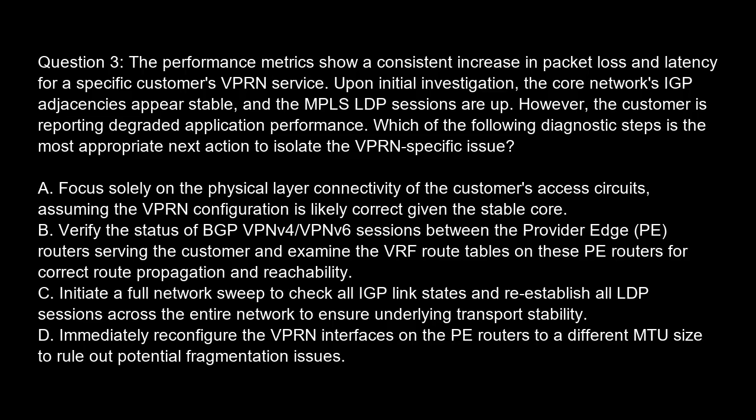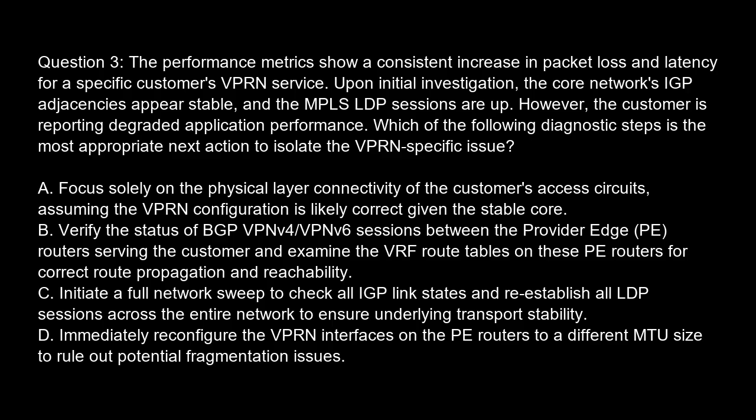Question 3. The performance metrics show a consistent increase in packet loss and latency for a specific customer's VPRN service. Upon initial investigation, the core network's IGP adjacencies appear stable, and the MPLS LDP sessions are up. However, the customer is reporting degraded application performance. Which of the following diagnostic steps is the most appropriate next action to isolate the VPRN-specific issue?